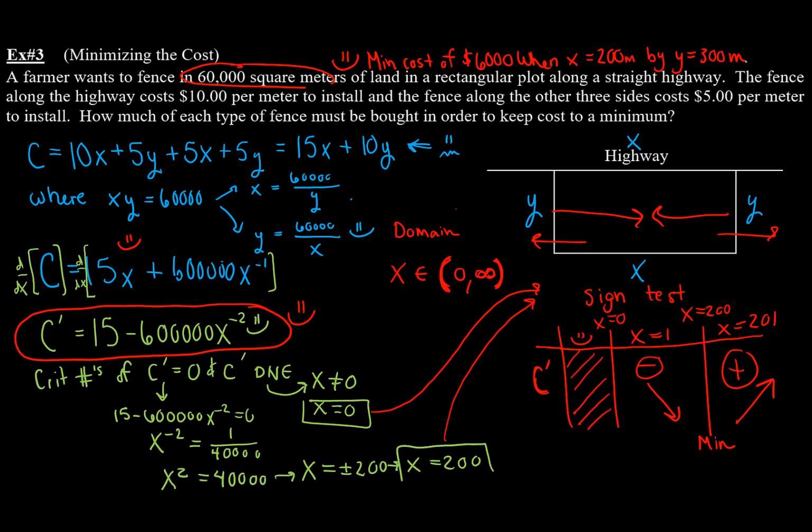And I just use this fact right here. I know that x is 200, so if I want to find y, I am just going to divide the 60,000 by 200, and I get 300. And this is my answer.